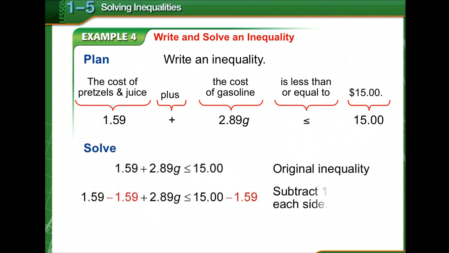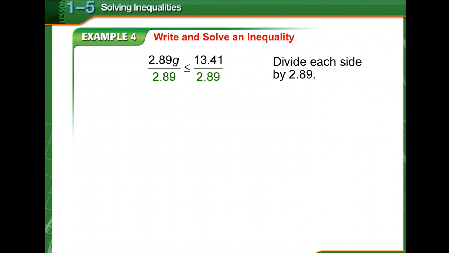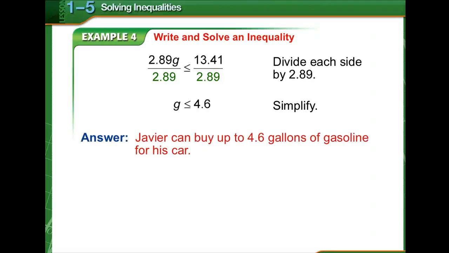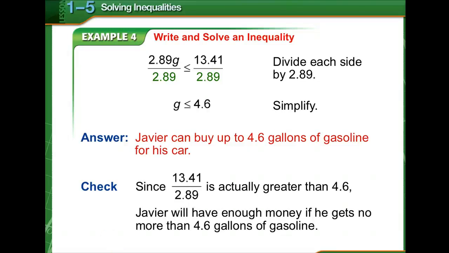Now let's solve our inequality. We're going to begin by subtracting $1.59 from each side. That leaves us $2.89 per gallon is less than or equal to $13.41. We divide both sides by 2.89 to isolate our G. So G is less than or equal to 4.6. Javier can buy up to 4.6 gallons of gasoline for his car. So since 13.41 divided by 2.89 is actually greater than 4.6, Javier will have enough money if he gets no more than 4.6 gallons of gasoline.